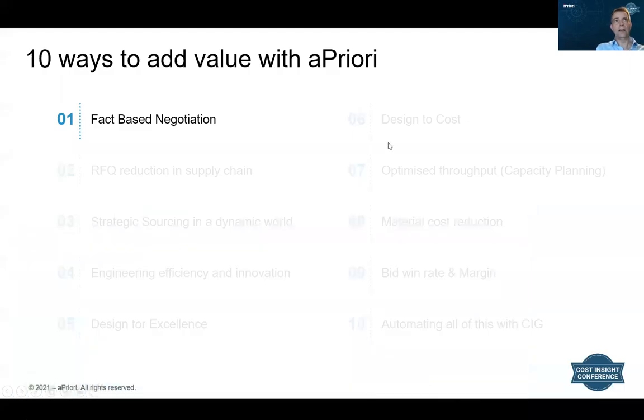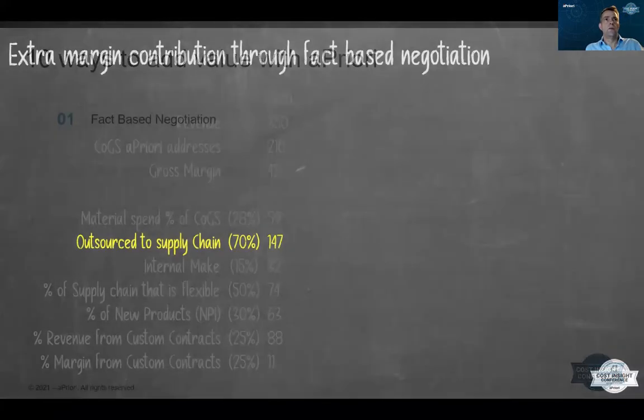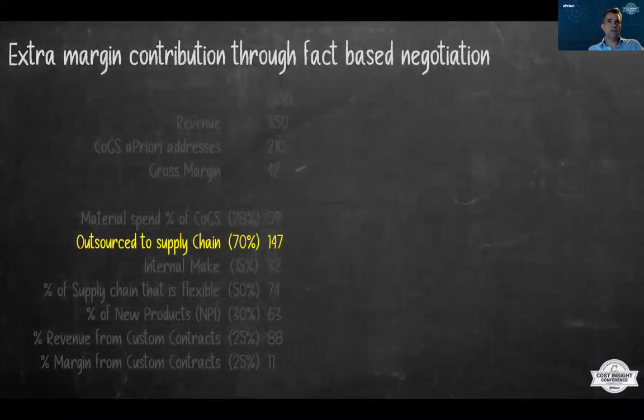So this is a classic way of using aPriori for fact-based negotiation. But what does it mean to our organization? Well, let's look at those numbers again. There's 147 million that we spend with supply chain.